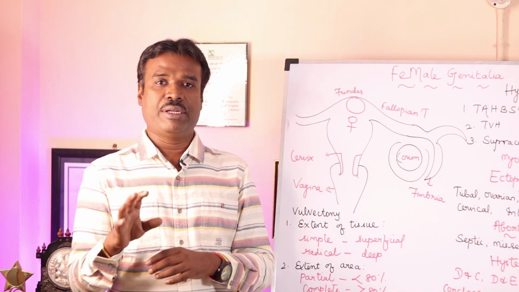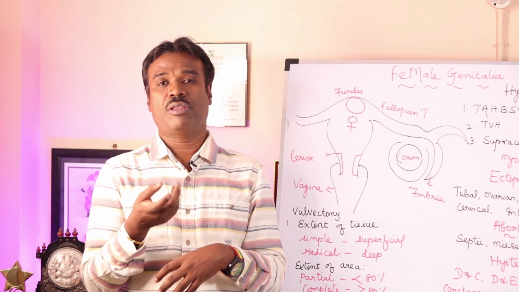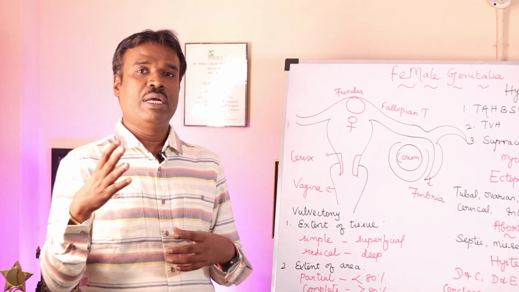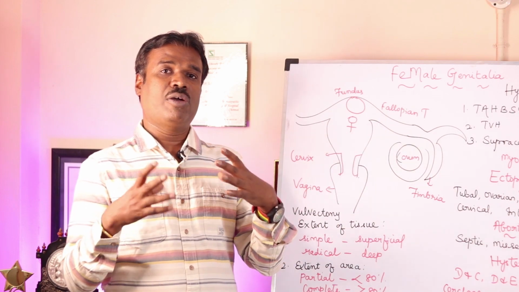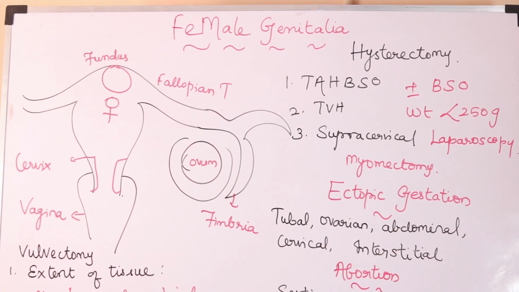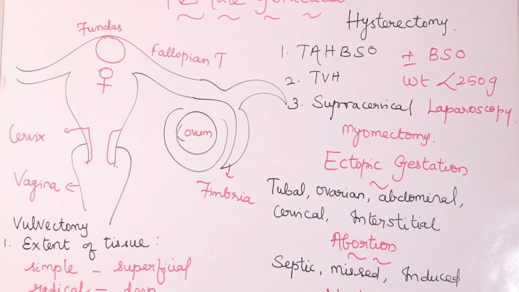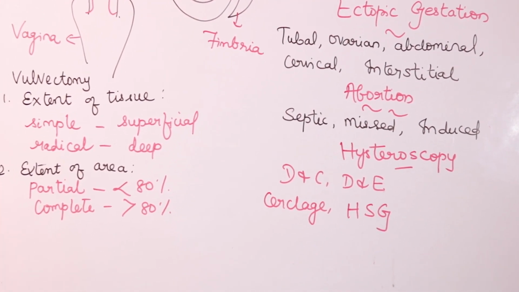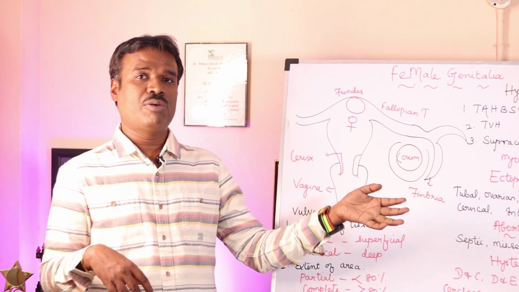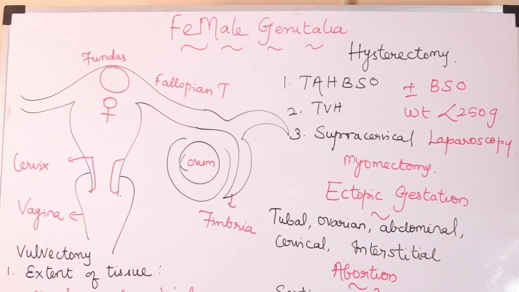So all these pregnancies will not last long, because if you allow the pregnancy to continue, this might result in rupture of the tubes, thereby causing peritonitis and the mother dying of peritonitis and shock. So they will have to treat all these cases. So we have separate codes for the treatment of this ectopic gestation.